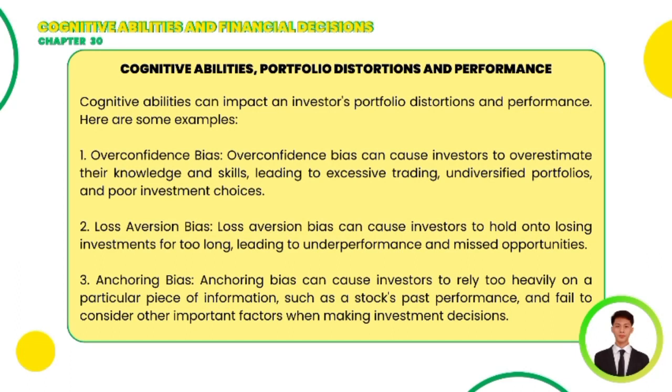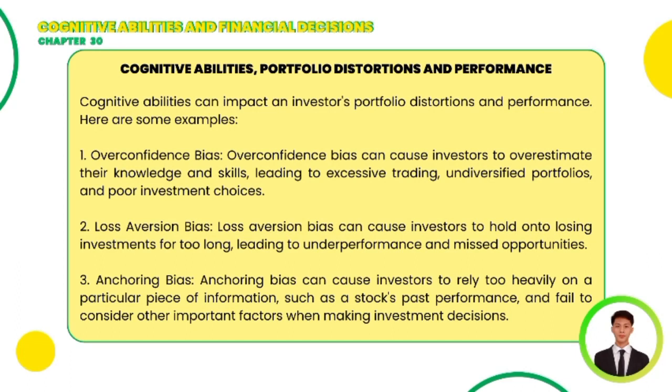Second is loss aversion bias. Loss aversion bias can cause investors to hold on to losing investments for too long, leading to underperformance and missed opportunities. This can be particularly damaging during market downturns, and investors may be reluctant to sell losing investments. Third is anchoring bias. Anchoring bias can cause investors to rely too heavily on a particular piece of information, such as a stock's past performance, and fail to consider other important factors when making investment decisions.